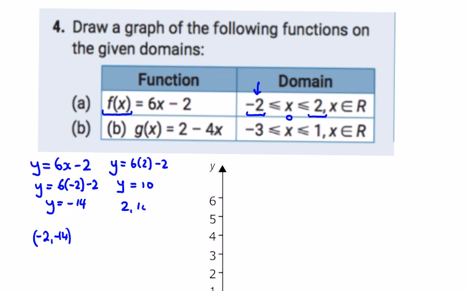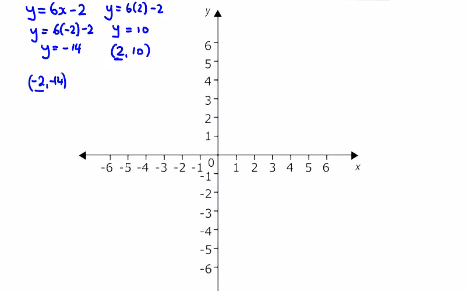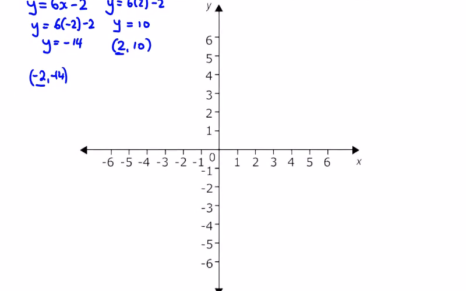Once we get our points, we can see what we need to have on the x and y axis. On the x axis, we just need from -2 to +2, always the domain. And then on the y axis, we need to go up to 10 and down to -14. So I'm just going to change the scale here.